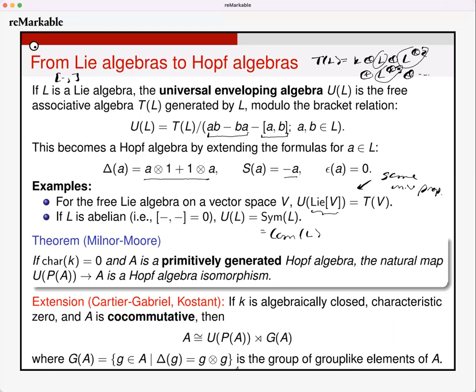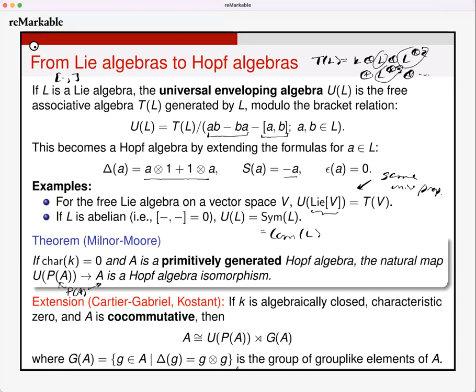If I'm working over a field K of characteristic 0, and if A is primitively generated, that is, just as an algebra, it is generated by its primitives, if it's a primitively generated Hopf algebra, there's a natural map from the enveloping algebra to A, which is induced by, so P of A, I just include P of A into A as the primitives, as a subspace of primitives. And then the enveloping algebra has the universal property that every map from a Lie algebra to an algebra extends over the enveloping algebra to an algebra homomorphism in a unique way. So I get a natural map from the enveloping algebra to A, and this map is an isomorphism of Hopf algebras.